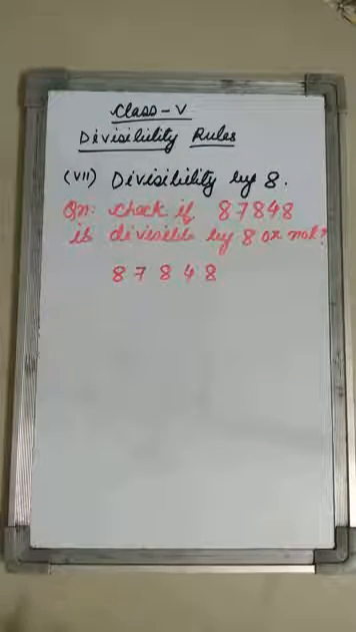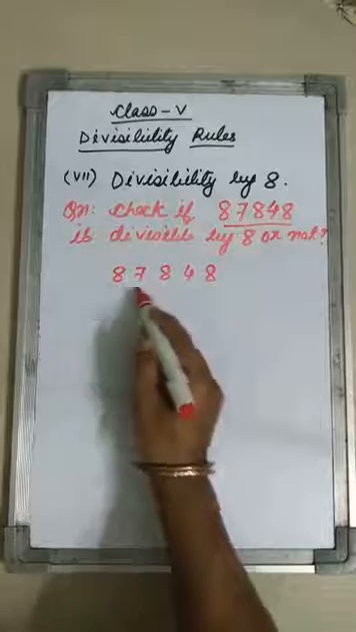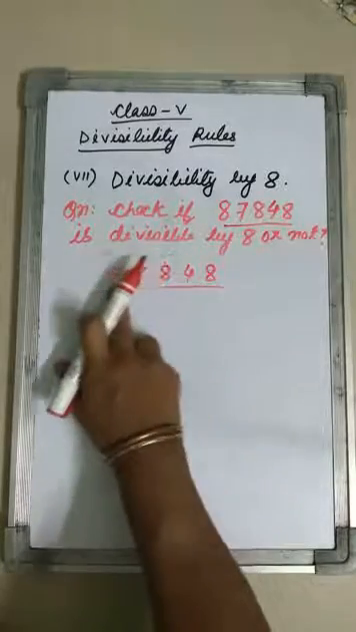So I have again started with a question. Check if 87848 is divisible by 8 or not. So I have written down the number 8, 7, 8, 4, 8.